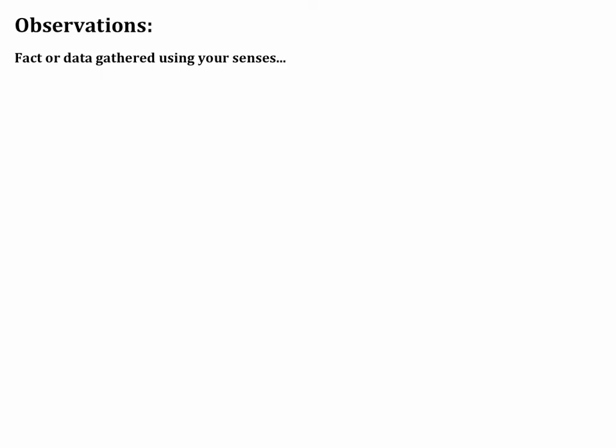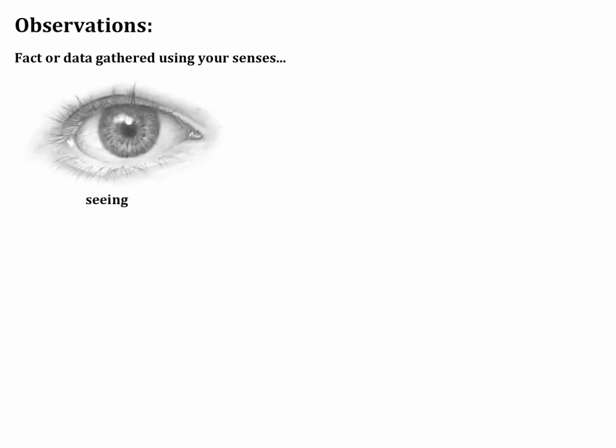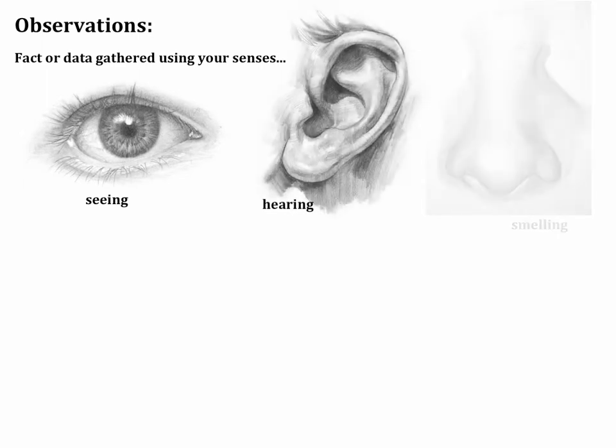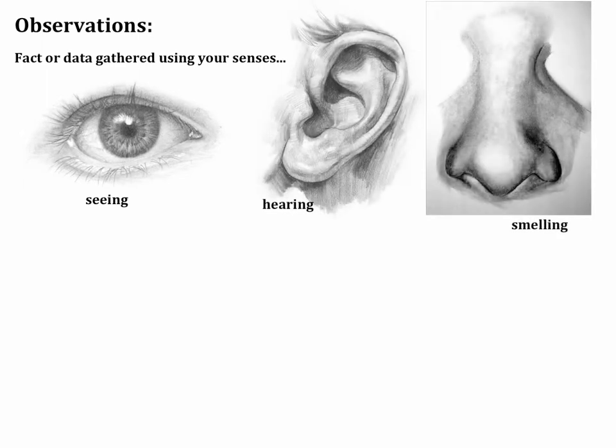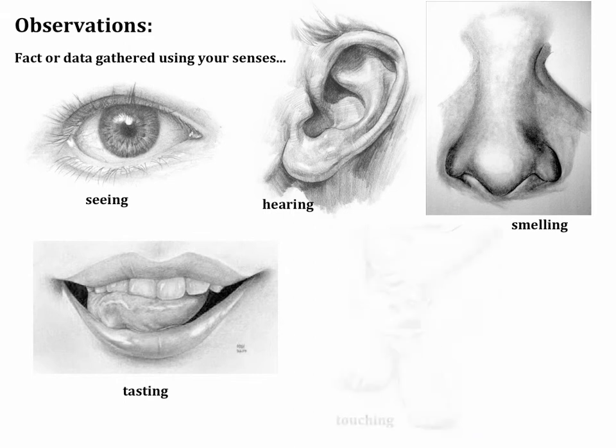An observation is a fact or a piece of data that you gather using your senses. Well, what are the 5 primary senses that you use anyway? Think about this for a second, and then I'll list them for you. Okay, so we have seeing or vision, hearing, smelling, also called olfaction, tasting, and touching.